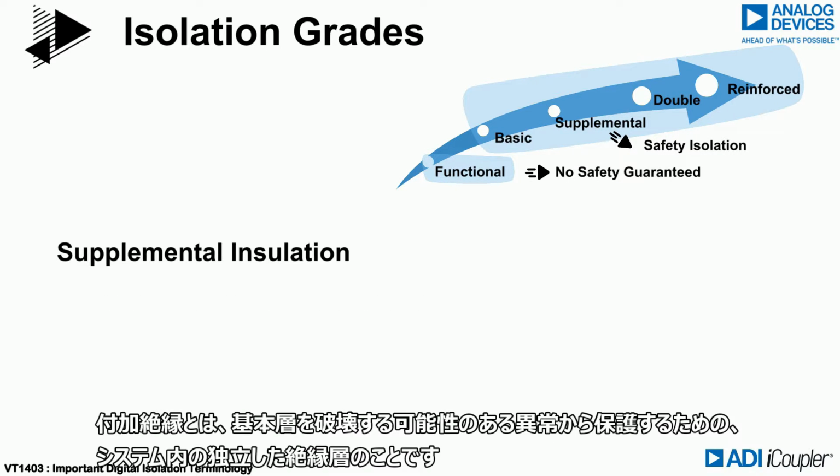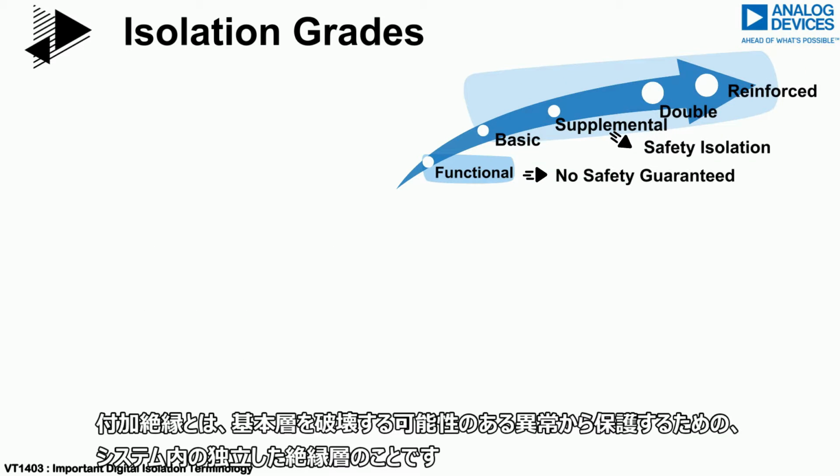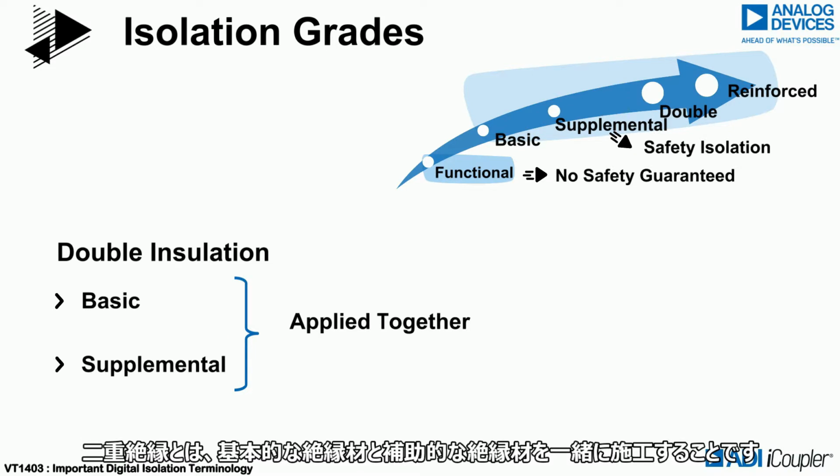Supplemental insulation is an independent insulation layer applied in a system to protect from faults that might breach a basic layer. Double insulation is both basic and supplemental insulation applied together.